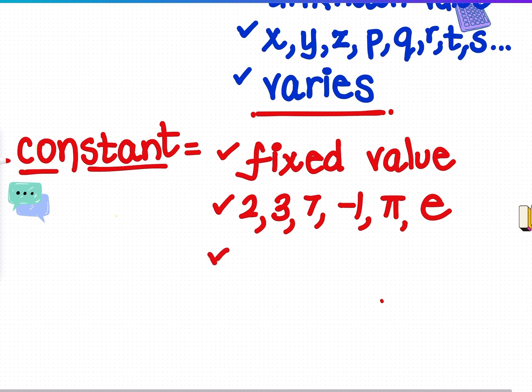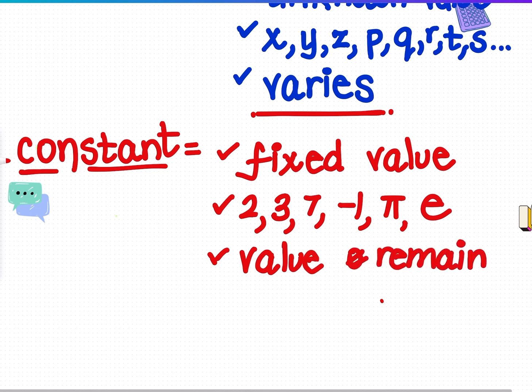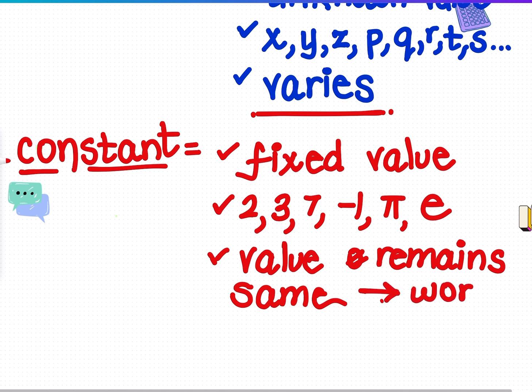And basically the meaning of constant is that the value remains the same anywhere in the world. All around the world, the value of a constant doesn't change. So that means the value of 7 is the same in India. The value of 7 is the same in United States. So 7 means 7 anywhere you go. So hence it is constant, it doesn't change.